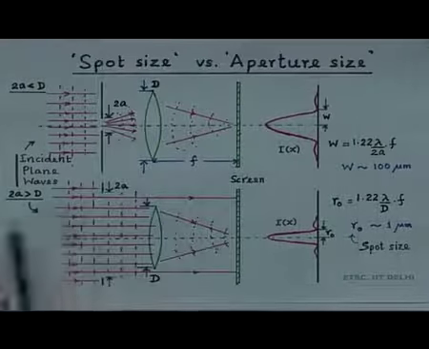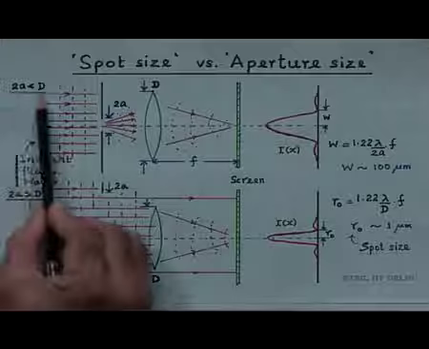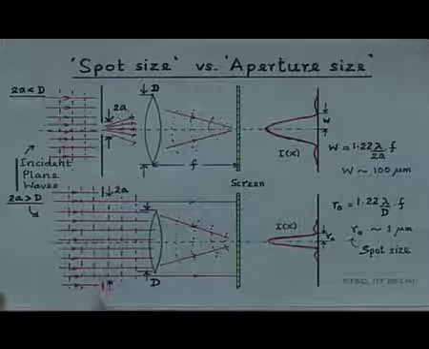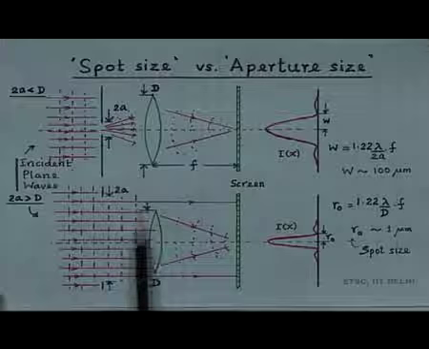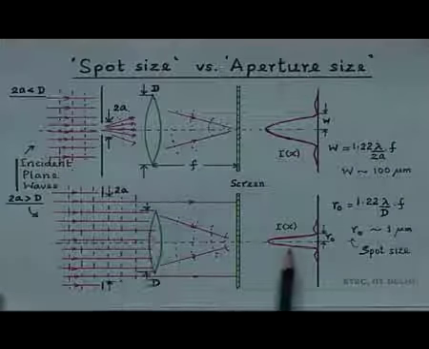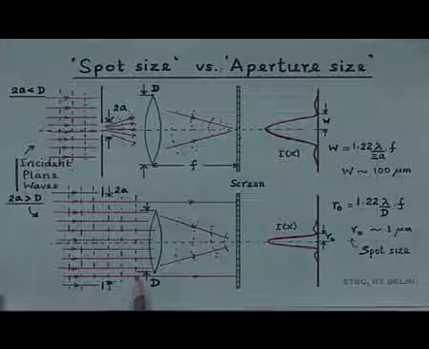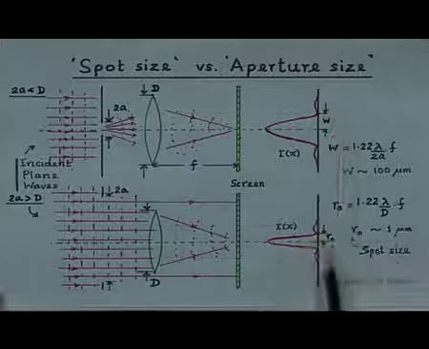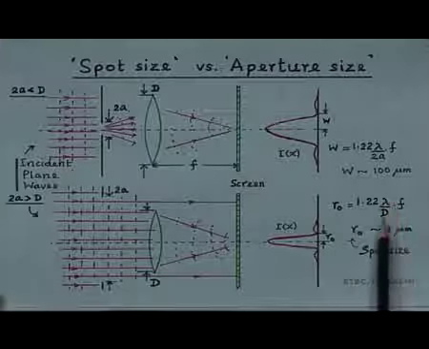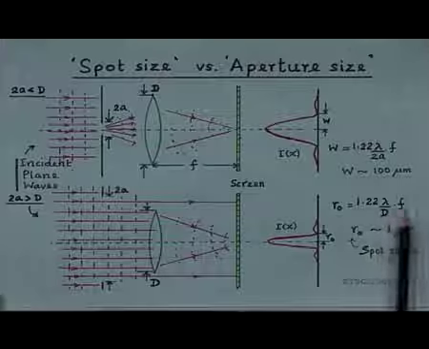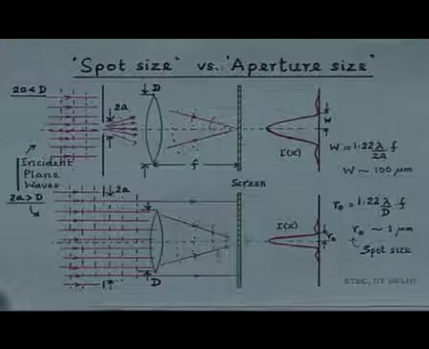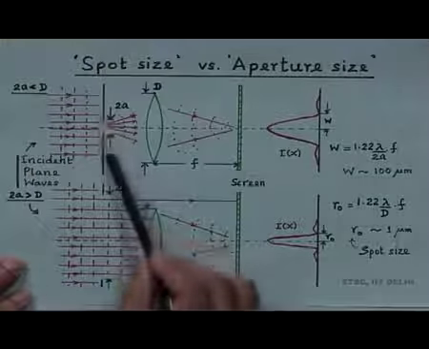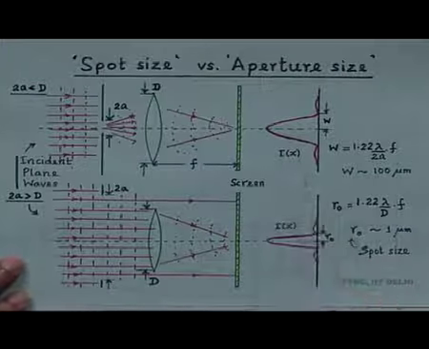In this case, the case is 2a less than d. When 2a is less than d, w is given by this. When 2a is greater than d, that is, when the aperture is large, then the lens diameter acts as an aperture and the diffracted spot size is determined by the lens diameter, and we get R 0, the half width of the spot, just like w. So R 0 is equal to 1.22 lambda by d, where 2a is replaced by d, into f, where f is the focal length of the lens. So, spot size versus aperture size: if you increase the size of the aperture, then the spot will become narrower, the spot will become smaller.